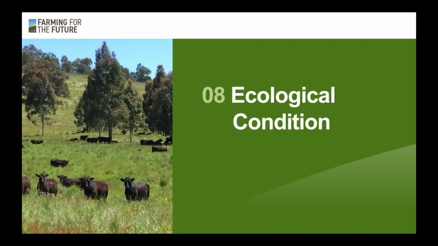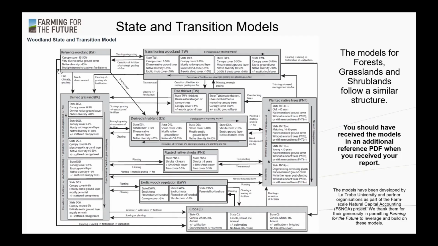That brings us to our final natural capital indicator, which is ecological condition. This is really the crux of the natural capital account because the ecological condition index is a summary of all of the ecological assets on the farm. To be able to do that, we've used a method called a state and transition model, which is really just the ability to classify each point or unit on the farm against a particular ecosystem type and state, so that we can say at this point in time, this is what we saw.